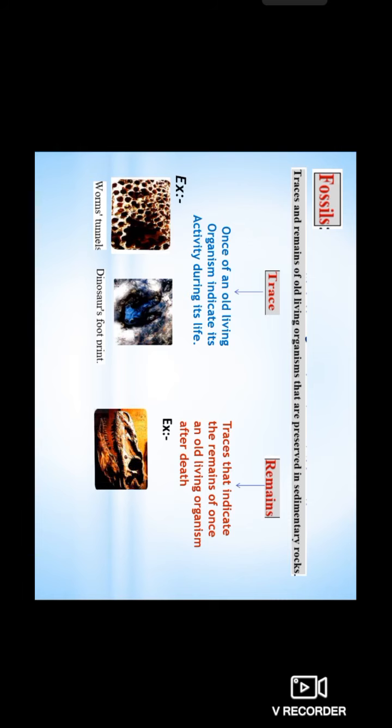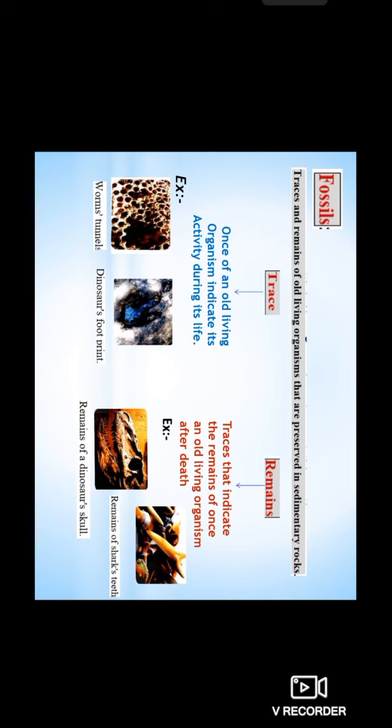What are fossils? Fossils are traces and remains of old organisms that are preserved in sedimentary rocks. What are traces? Traces of an old living organism indicate its activity during its life. Like what? Worms' tunnels, like dinosaurs' footprints. Remains are traces that indicate the remains of an old organism after death, like remains of dinosaur skulls or remains of shark's teeth.